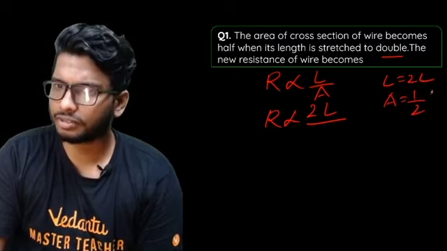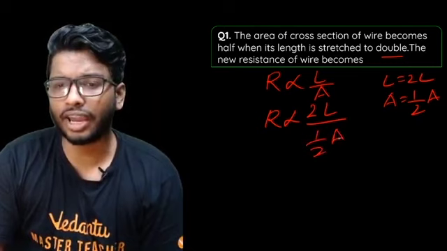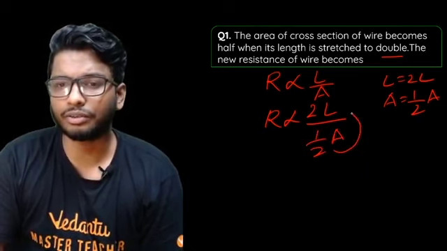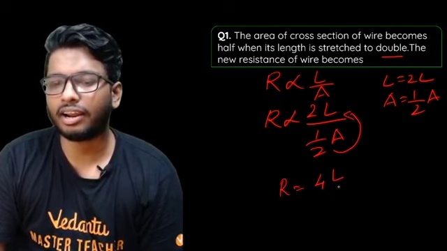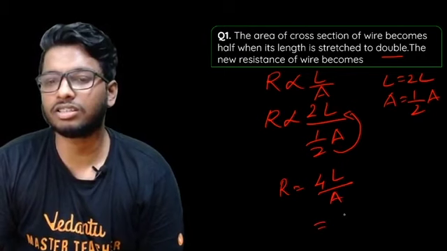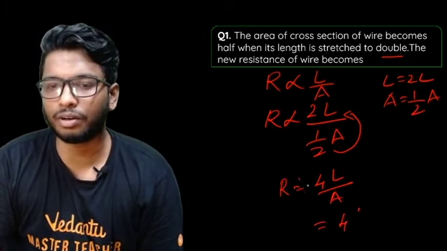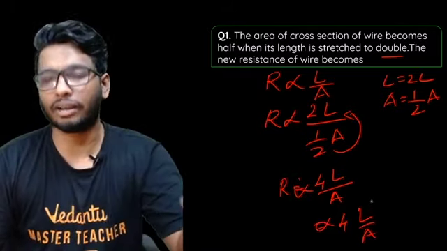So area is halved, so it'll be 1/2 of A. Substitute that over here. Take 2 to the numerator. So that'll be R is equal to 4L by A. That means that the resistance increases 4 times. So it'll be proportional to L by A, so it'll become 4 times. That is what it means.